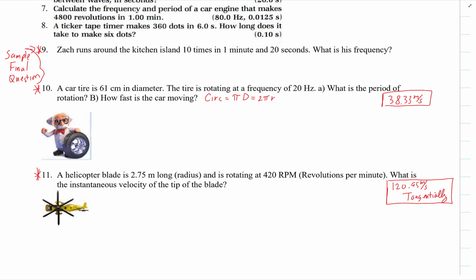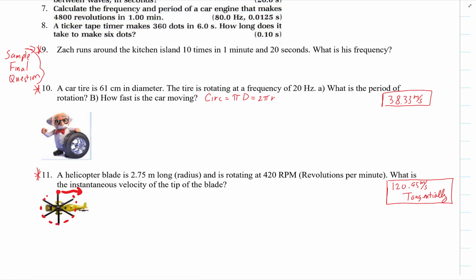And there's the answers. How fast is the car moving? 38.33. And what is the instantaneous velocity of the tip of the blade? It is 120.95 meters per second tangentially. That's the direction. So at one point, this blade is going around. At one point, how fast is it going? Okay, it's going that fast, 120.95 meters per second.